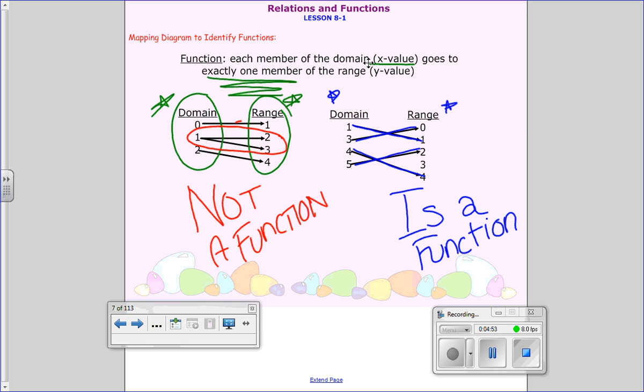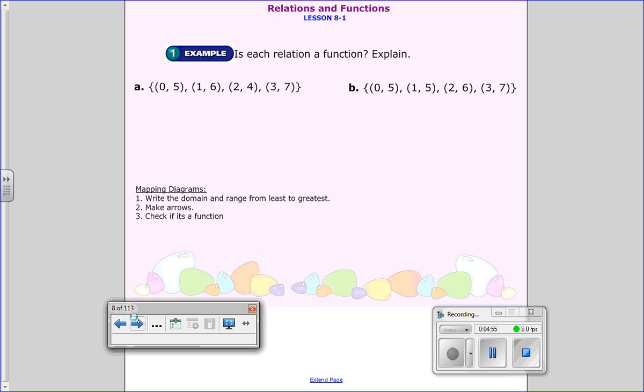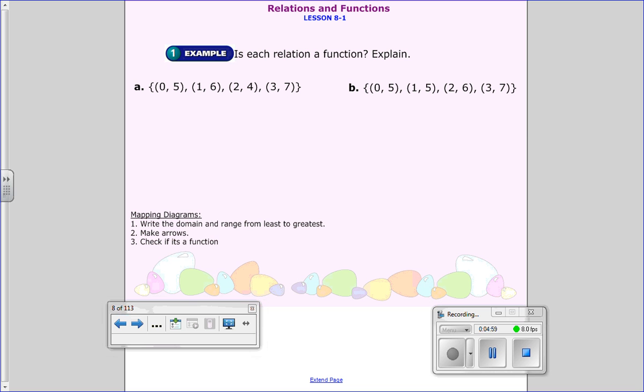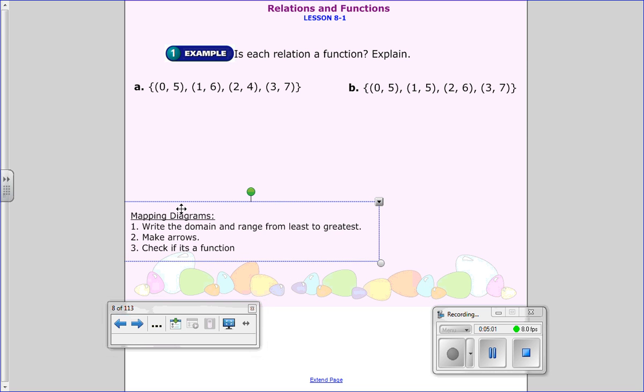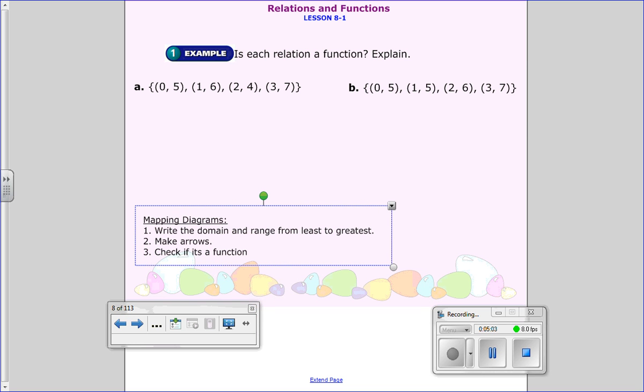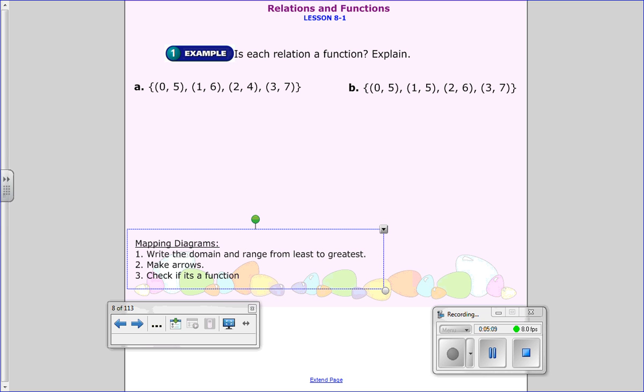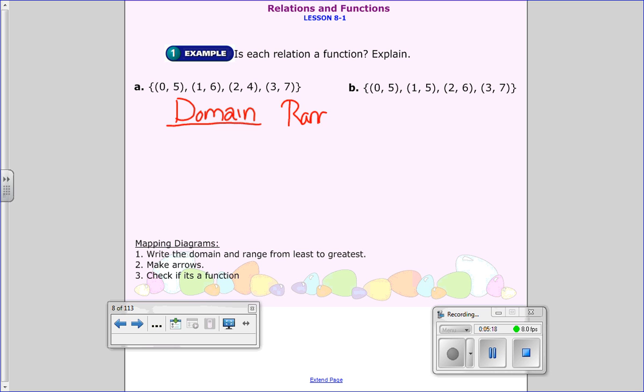So now we're going to do this with the next couple examples. It says, is each relation a function, and explain? And again, this is when we map the diagrams. And this box right down here at the bottom tells you what to do. First step is to write the domain and range from least to greatest, meaning what we're going to do is exactly what you saw on the last page. You're going to write domain, you're going to write range, and then you're going to write those values in from least to greatest.